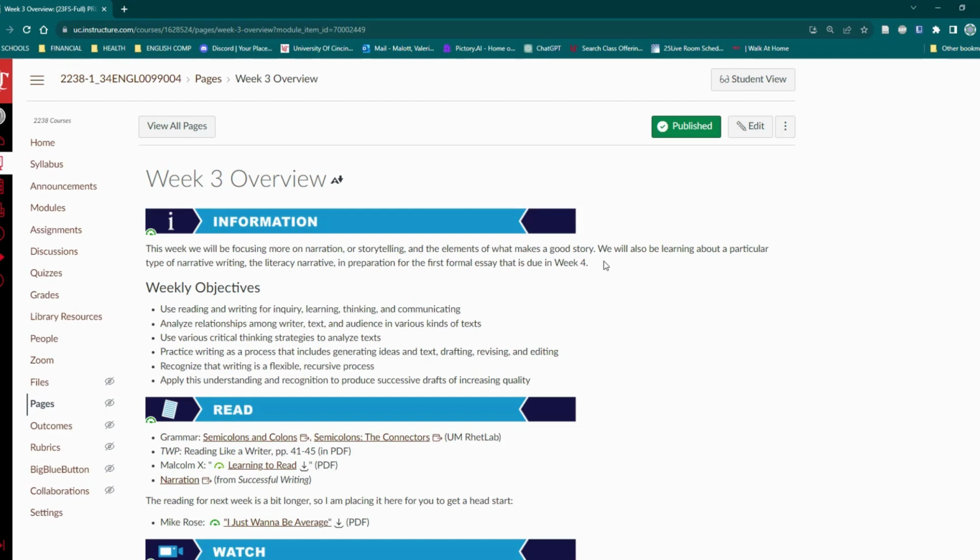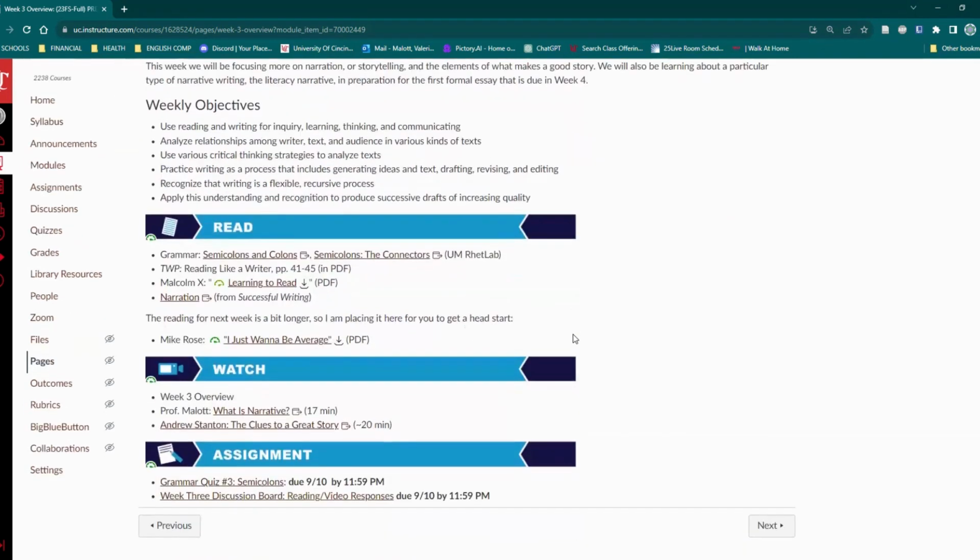So don't panic. This week's objectives: you're going to be using reading and writing for inquiry, learning, thinking, and communicating. You will also learn how to analyze relationships among writer, text, and audience for various kinds of texts. You'll use critical thinking strategies to analyze those texts and practice writing as a process that includes generating ideas in text, drafting, revising, and editing, and recognize that writing is a flexible and recursive process. You will also be applying this understanding and recognition to produce successive drafts of increasing quality.